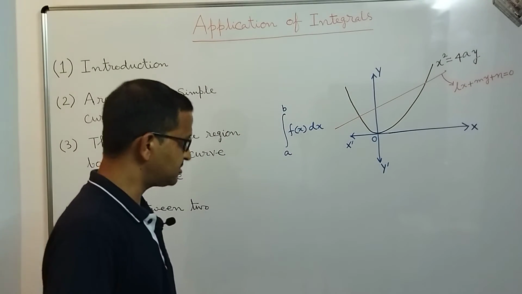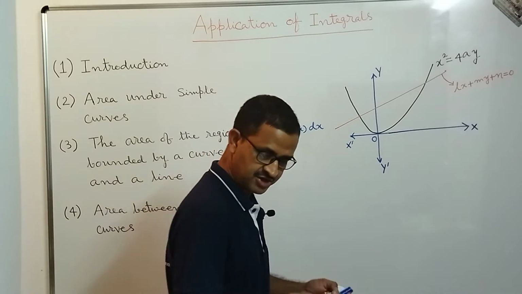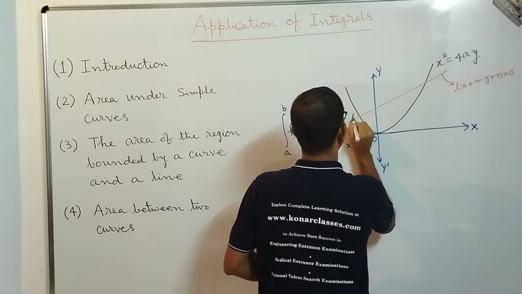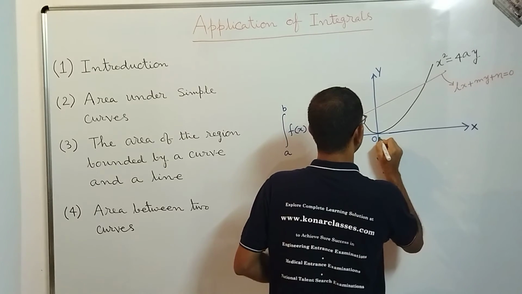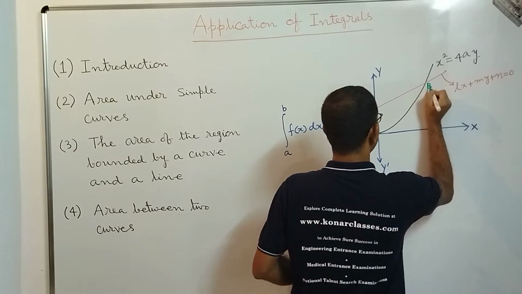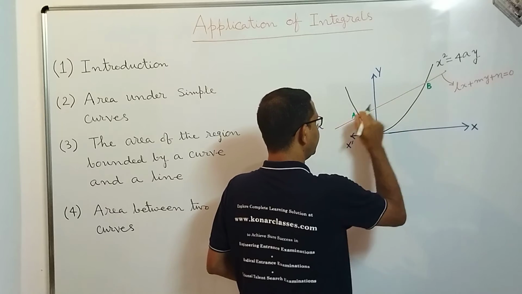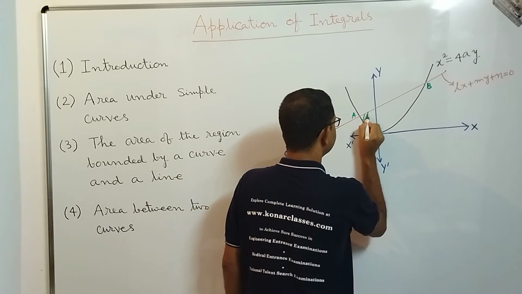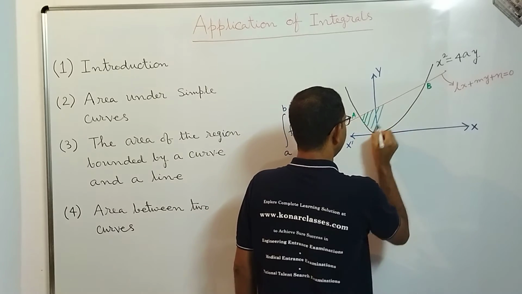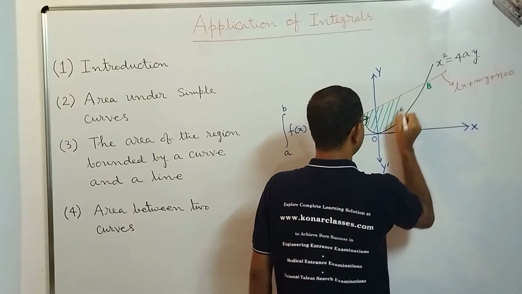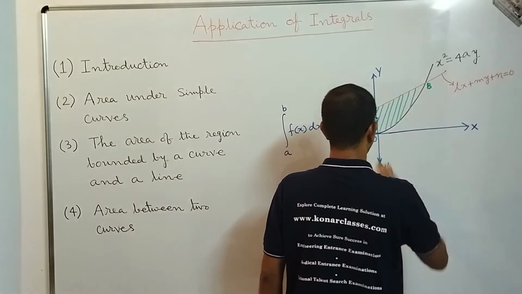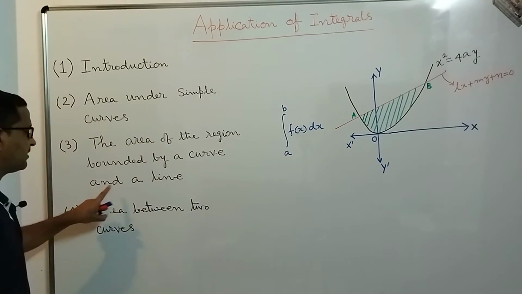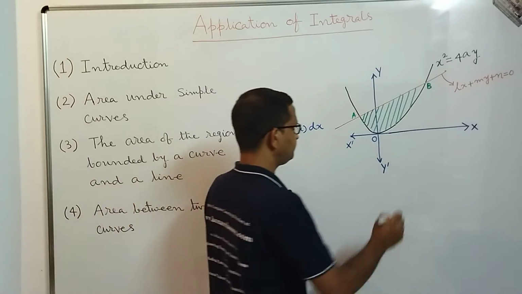Now we are interested to find the area of this region. Suppose this is the point A, this is O, this is the point B. So we are interested to find the area of the region AOBA, and we will see that the definite integral will help us in a great way here. So that is the area of the region bounded by a curve and a straight line.